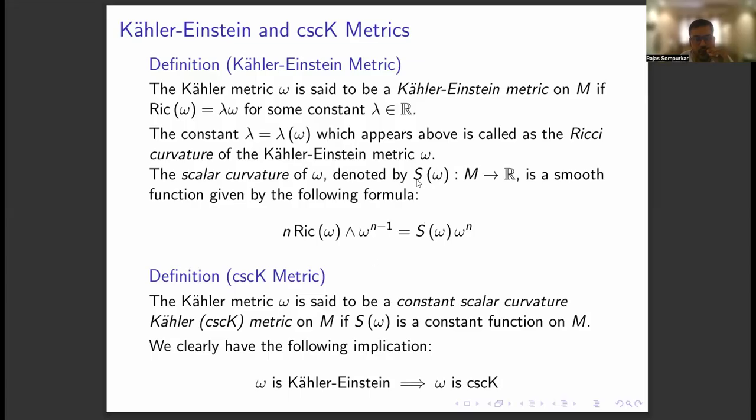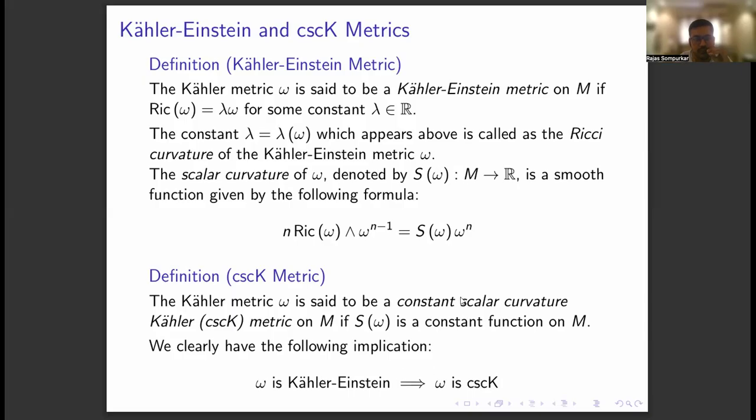Okay, so now that we have this S of omega, we can define a constant scalar curvature Kähler metric, which is also abbreviated as CSCK metric in Kähler geometry. A CSCK metric is simply a Kähler metric where this S of omega is a constant function. We can then easily see that if this metric is Kähler-Einstein, we can simply wedge this equation with omega raised to the power n minus 1 on both sides. That will give us that omega is CSCK as well.